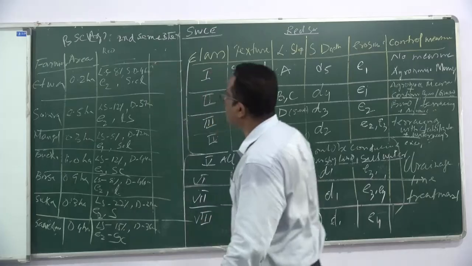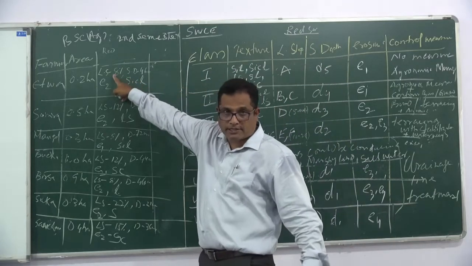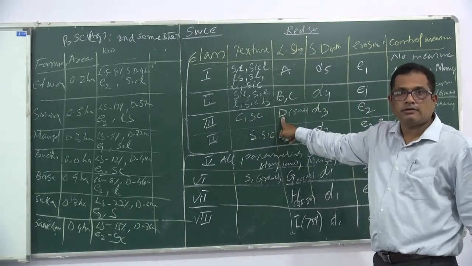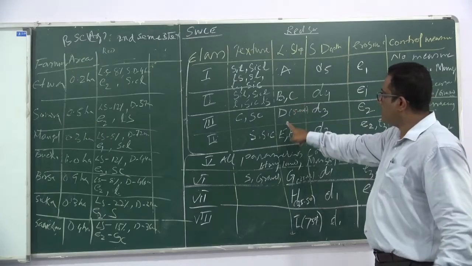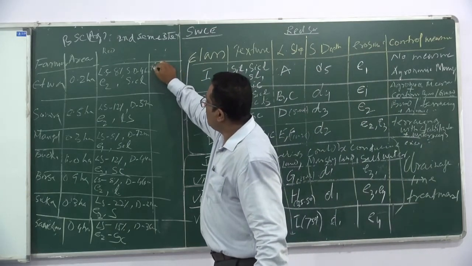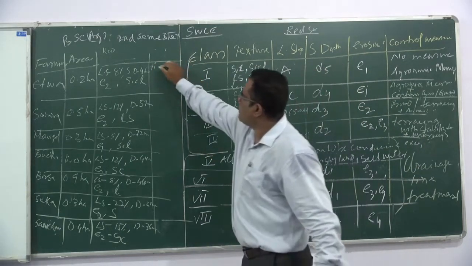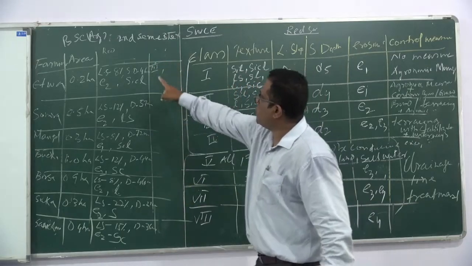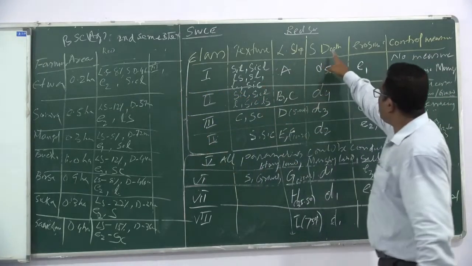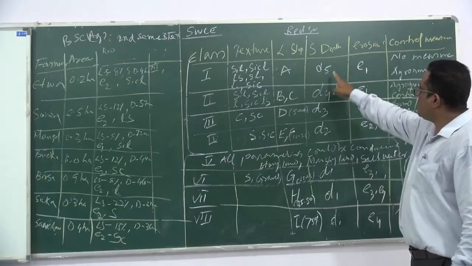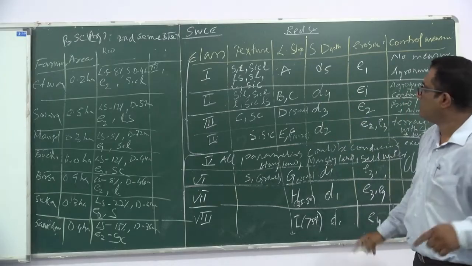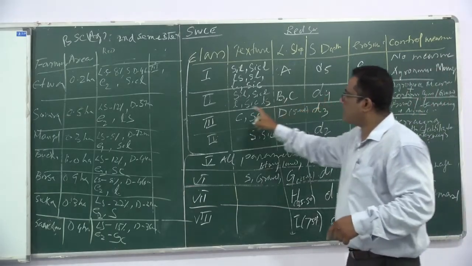Let's see. Land slope 8%. That means it comes under class 3. Because C is up to 5%, D is 5 to 10%. According to land slope, it is class 3. According to soil depth, it is 46 centimeter depth we are having. Soil depth 46 centimeter, that is, it comes under D5 is above 90, 45 to 90 is D4. According to soil depth of this classification, this land comes under class 2.